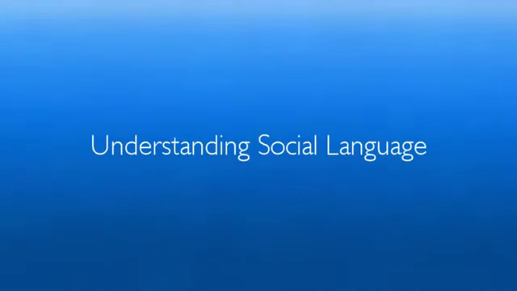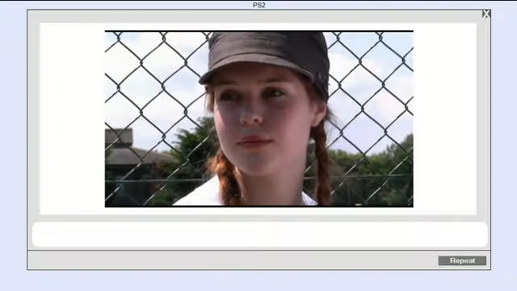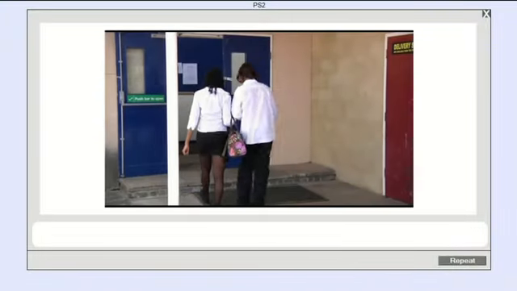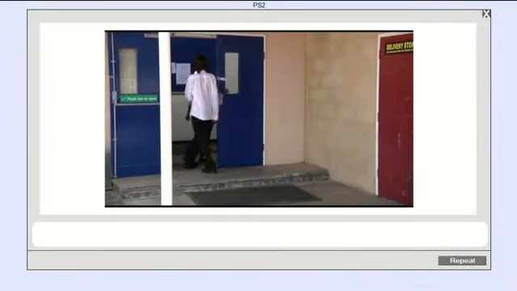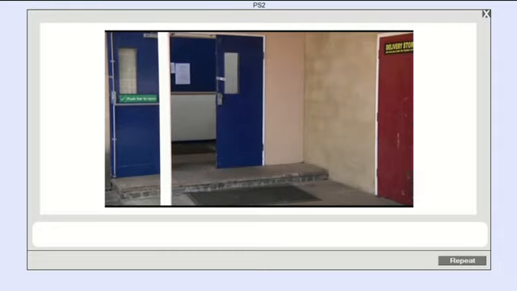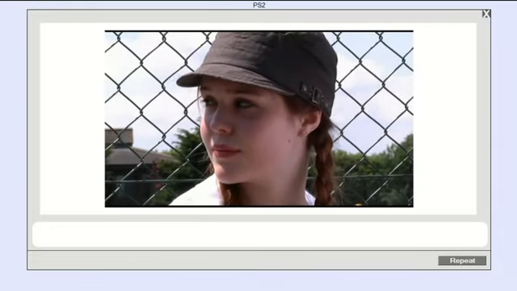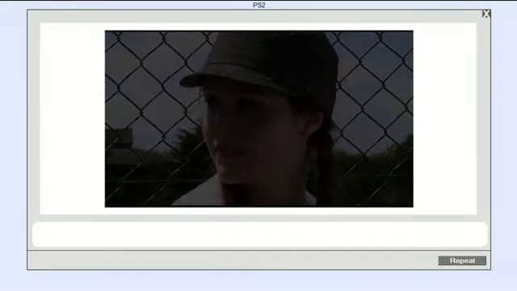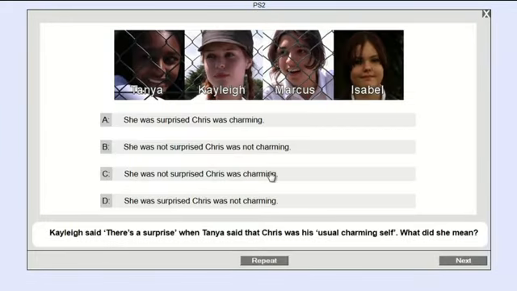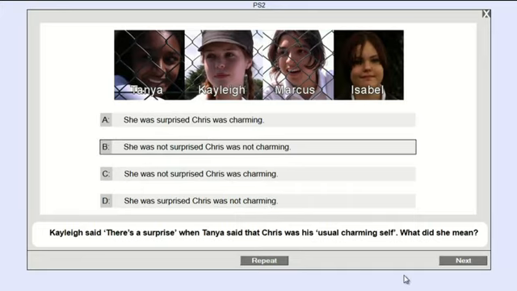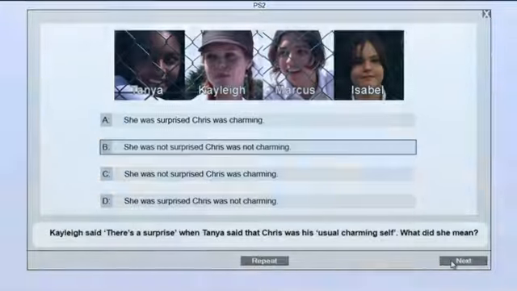Understanding social language. This short film tells the story of conflict among a peer group of 11 to 14-year-olds. It requires pupils to interpret social cues important in understanding face-to-face interaction, for example, multiple meanings, verbal inference, and sarcasm.